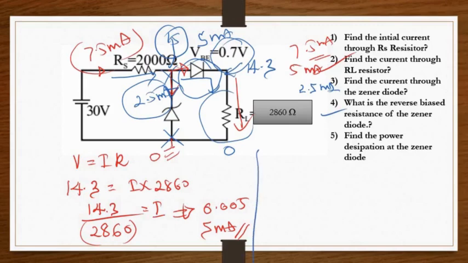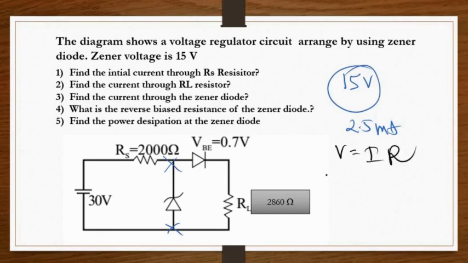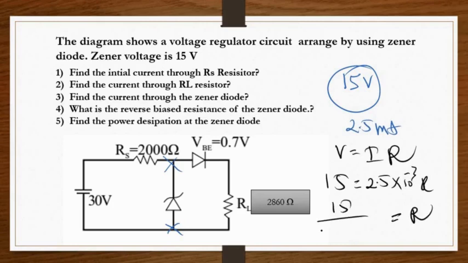What is the reverse bias resistance of the Zener diode, right? To find that, the reverse bias potential, the potential difference across this Zener diode is 15 for sure, right? The current through it, we found, is 2.5 milliamperes. So what you can do is simply apply V equals IR for the Zener diode. V is 15. We know I is 2.5 into 10 to the power minus 3, that into R. So we are getting R equals 15 divided by 2.5 into 10 to the power minus 3.